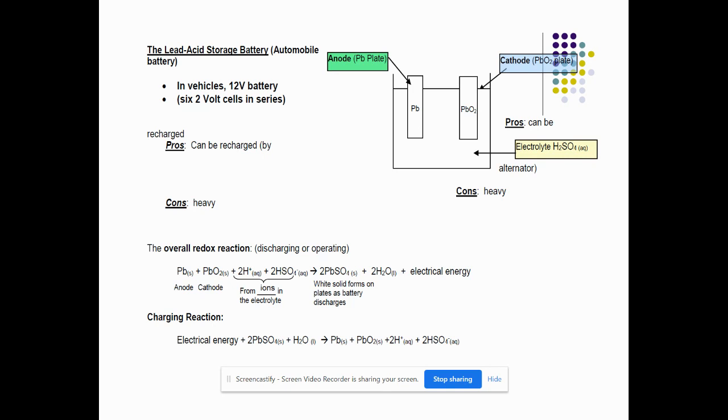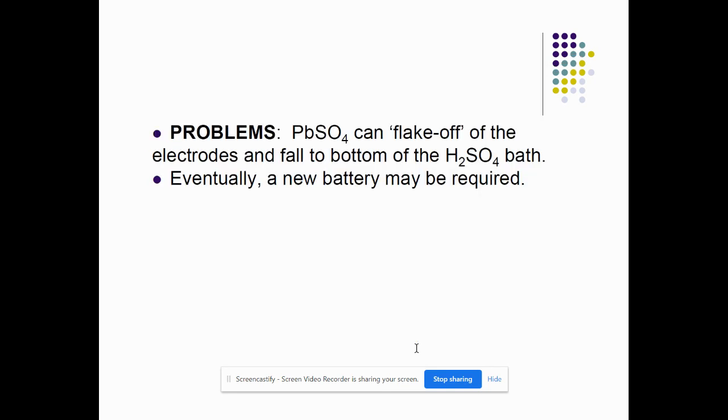The cons are it's heavy. It's made of lead. Here's the overall redox reaction we have, and we're producing energy as we see. The electrical energy is produced, and in the charging reaction, you're actually forcing electrical energy back into it, and that would be done by an alternator on the next page. The problem with this is the PbSO4 can flake off of the electrodes and fall to the bottom of the H2SO4 bath. Eventually, a new battery may be required. I think 10 years is probably the max life of a lead acid storage battery.